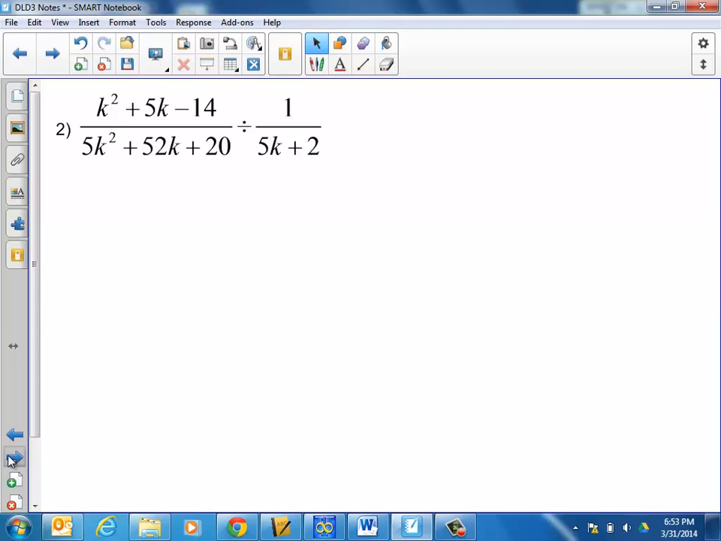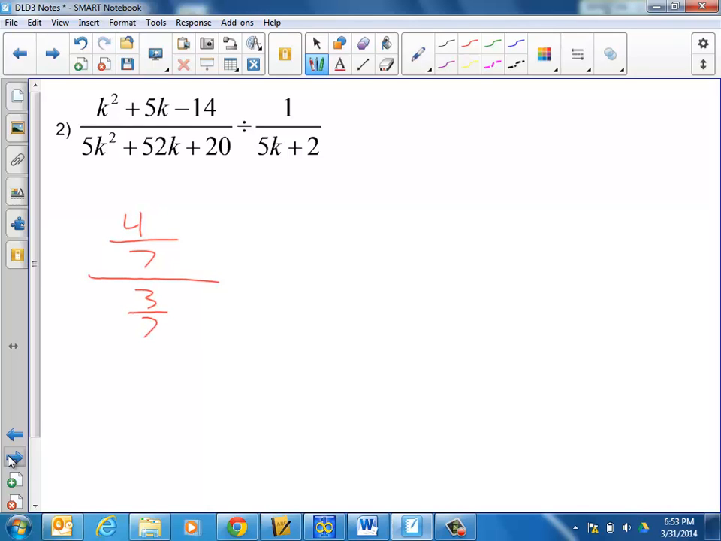So we've got k squared plus 5k minus 14 all over a large trinomial being divided by 1 over 5k plus 2. All right, first thing that you should remember when you are simplifying the division of rational expressions is that you need to keep it, change it, flip it, just like you would have done back in middle school if you saw the problem 4 over 7 all divided by 3 over 7.